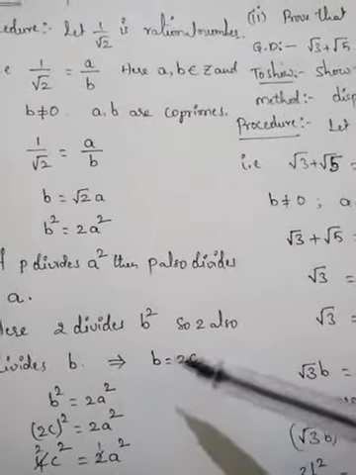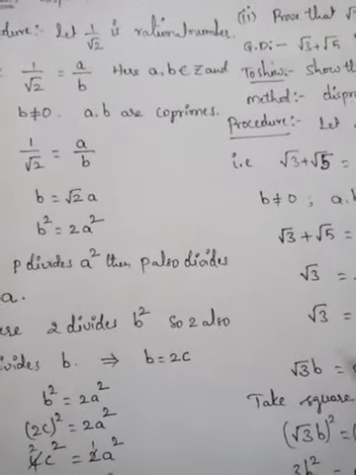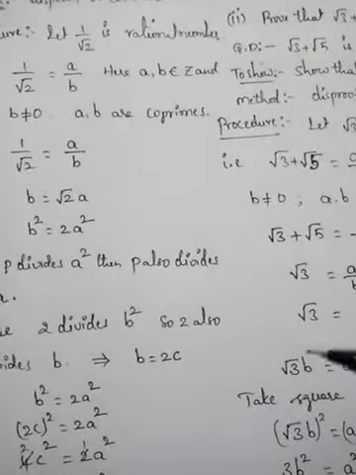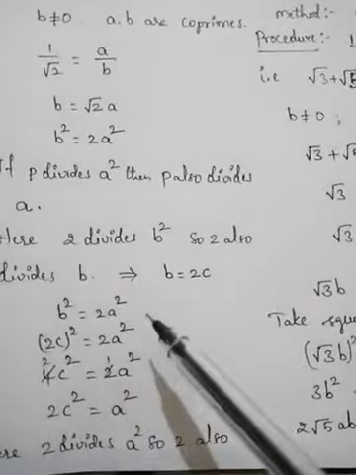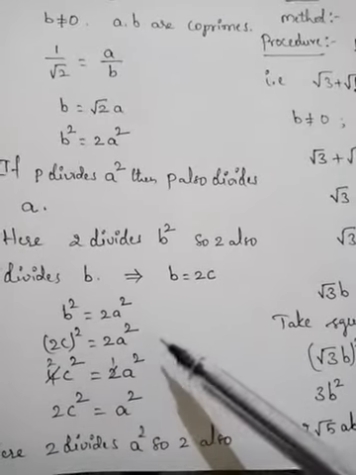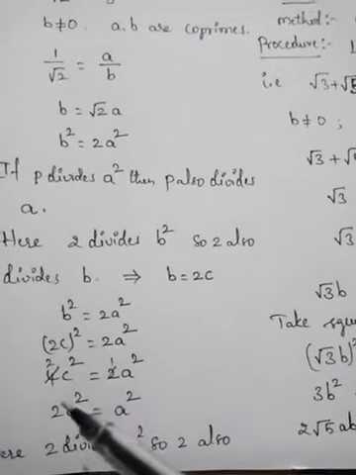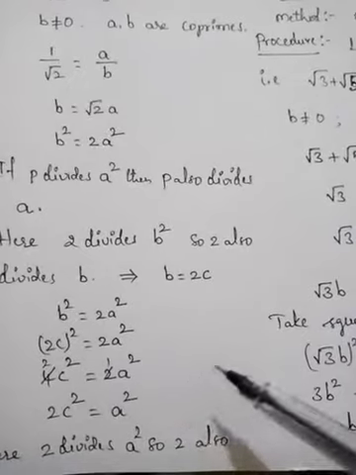So b can be written as 2 into some quotient. Here a and b are co-prime, but we assumed b is 2c. Now b square is equal to 2a square, so in place of b we substitute 2c. 2c whole square is equal to 2a square, that is 4c square is equal to 2a square.